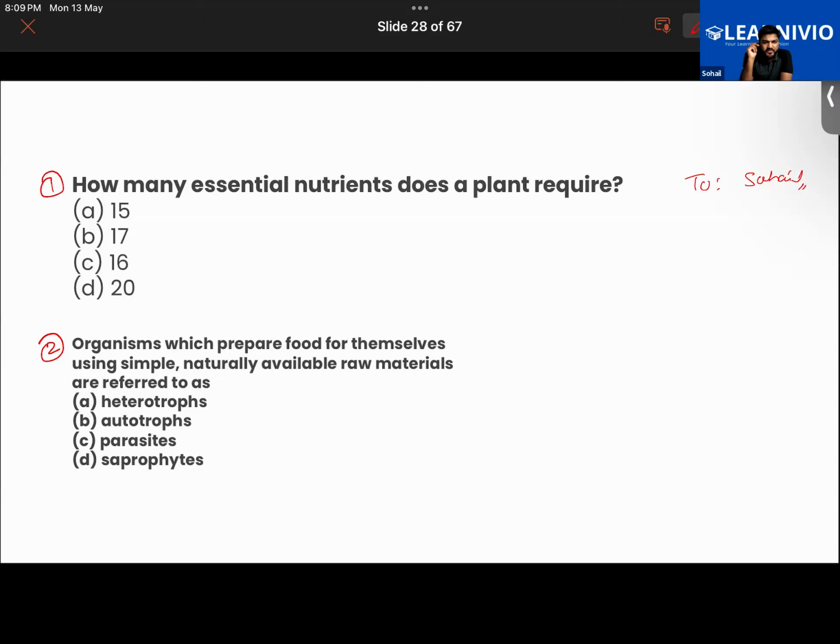How many essential nutrients does a plant require? So moments ago we studied about this. Hassan, you getting the things we are discussing in the class now? Suleiman, yes, sir. Yes, everyone, sir, is getting it? Good. Yes, Fatima, that is correct. First one is correct. Good.